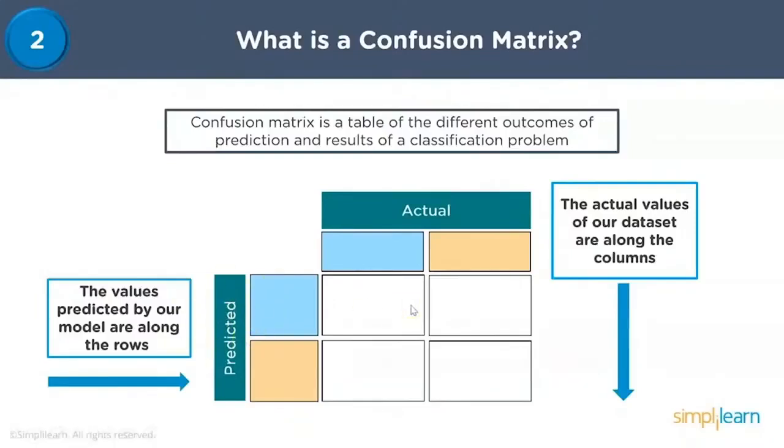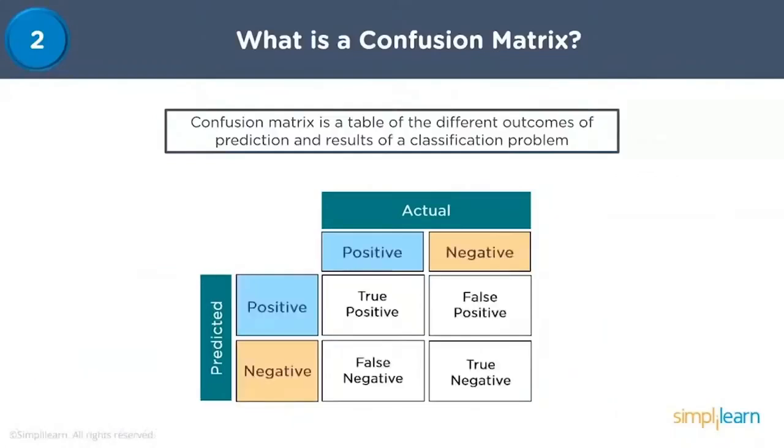Now there are four important terms that are related to confusion matrix. First, we have true positive, which is this one. So in true positive, the predicted value matches the actual value. So the actual value was positive and the model also predicted a positive value. Then we have true negative, which is also represented as TN. The true negative depicts the predicted value matches the actual value. Now the actual value was negative and the model predicted a negative value.